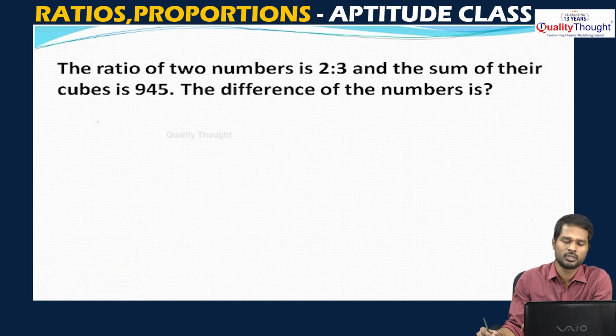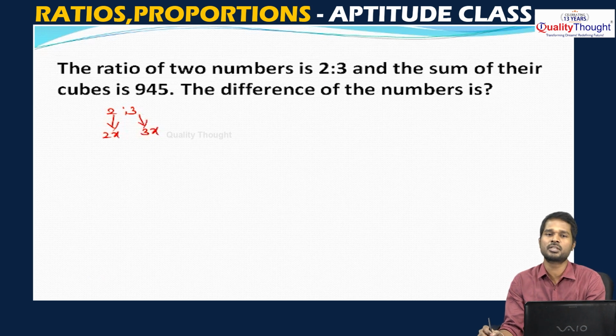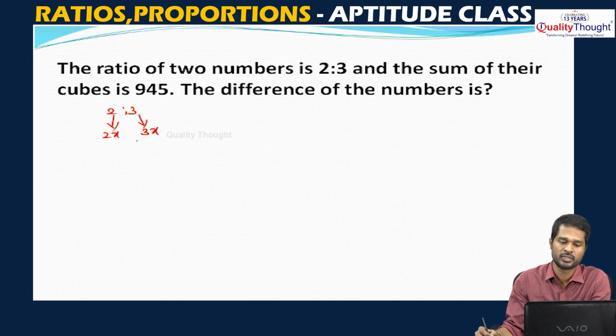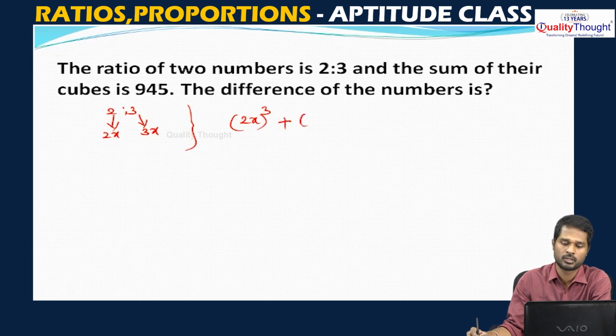So you need to know the separation of ratios. 2:3, these are two numbers. I'll take the first number as 2x and the second number as 3x. Separation of ratios means multiply the given numerical value with a variable. So 2 with x becomes 2x, 3 with x becomes 3x. As per the question, sum of their cubes, that means (2x) whole cube plus (3x) whole cube. The sum of the cubes is 945, that's what the question says.